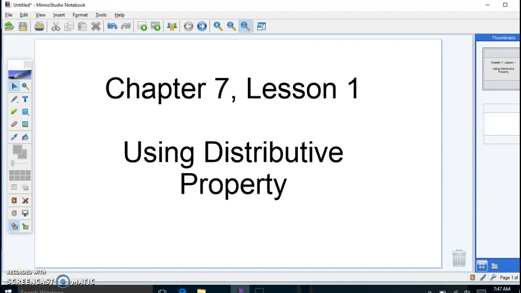Good morning. We are going to take a look at Chapter 7, Lesson 1. This part of the lesson is going to deal with using distributive property.